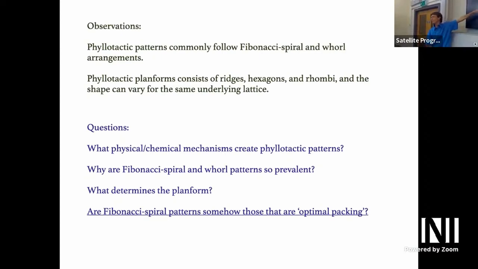So it's been long proposed that there's an optimal packing behind the choice of the Fibonacci numbers and so on. What you could do is just say, okay, around every point that we labeled there, you put a circle, the largest circle possible, and you see what percent of the disk you've covered.